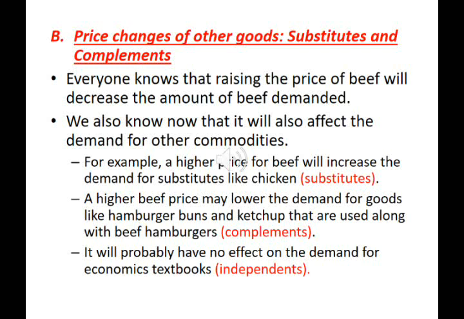However, if we look at complements to beef, like ketchup and hamburger buns, we find that a higher price for beef will result in a lower demand for hamburger buns and ketchup that are used along with beef hamburgers. So this will result in a leftward shift in the demand curve for ketchup and a leftward shift in the demand curve for hamburger buns. It will probably have no effect on the demand for economics textbooks.